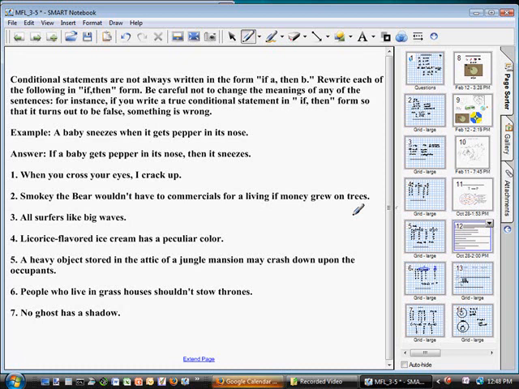Why? Because Smokey the Bear could just be happy in his bear environment and pick money off of trees, and then he could go shopping wherever he wanted to. Okay, you get the idea.